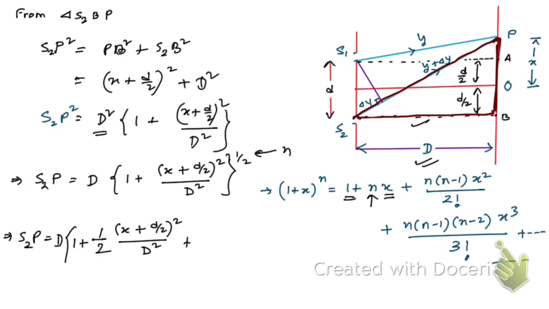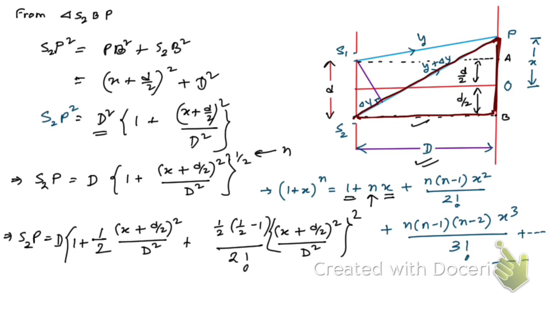Then plus next term going to be equal to n into n minus 1, that means half into half minus 1, into x to the power 2. X to the power 2 means we have to take this term, and here we have to take square and divided by factorial 2 plus dot dot dot so on, right?